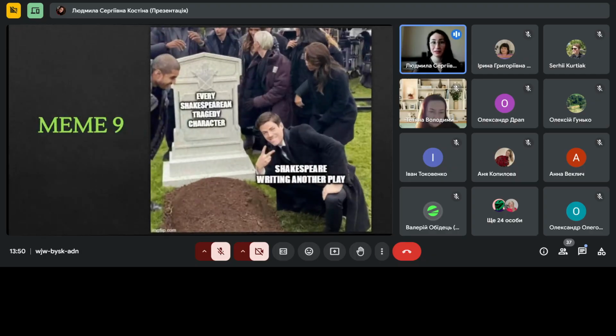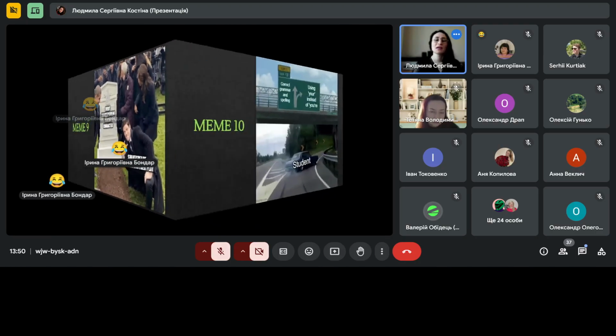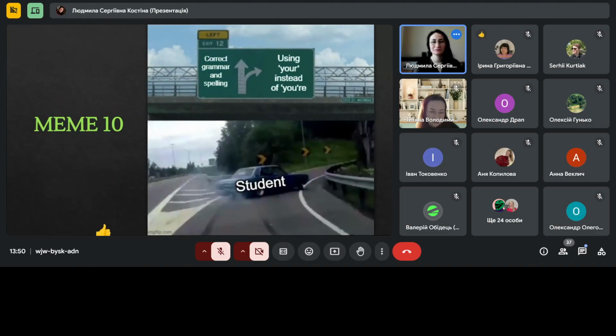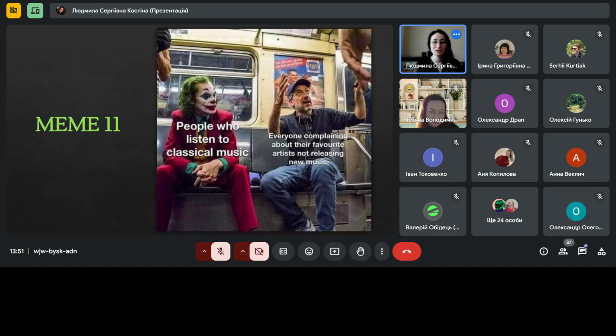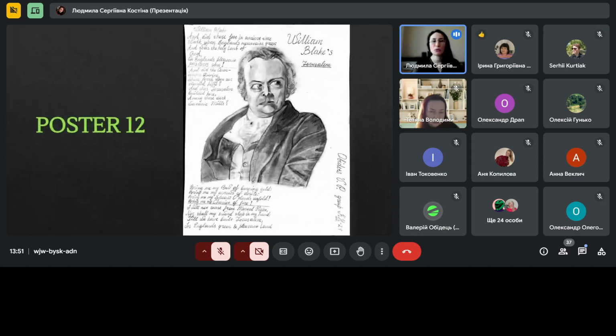Meme 9, black humor. Meme 10, wrong way, yeah, unfortunately. If you like it, bear it in mind, meme 10. Well, meme 11, the difference between two people, yeah, who listen to classical music and who's complaining about their favorite artist not releasing new music. If you like it, please bear it in mind. Meme 11. And the last one, poster 12. The drawing of William Blake.